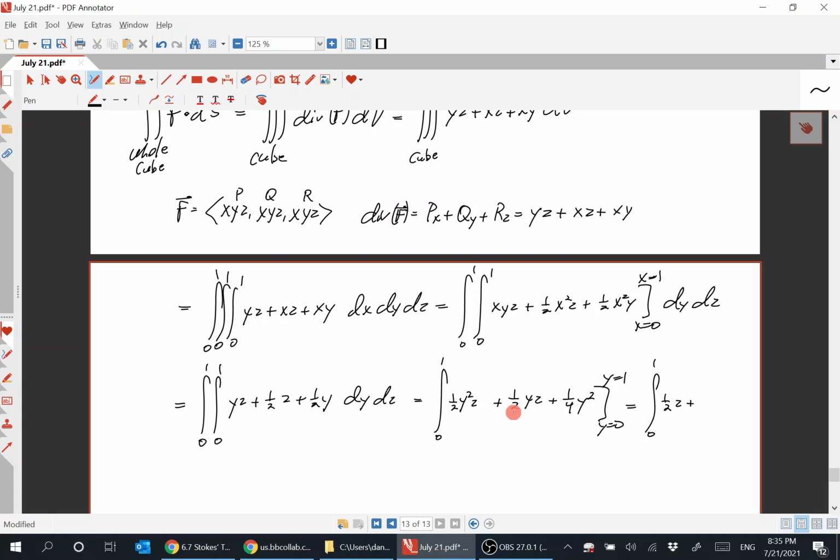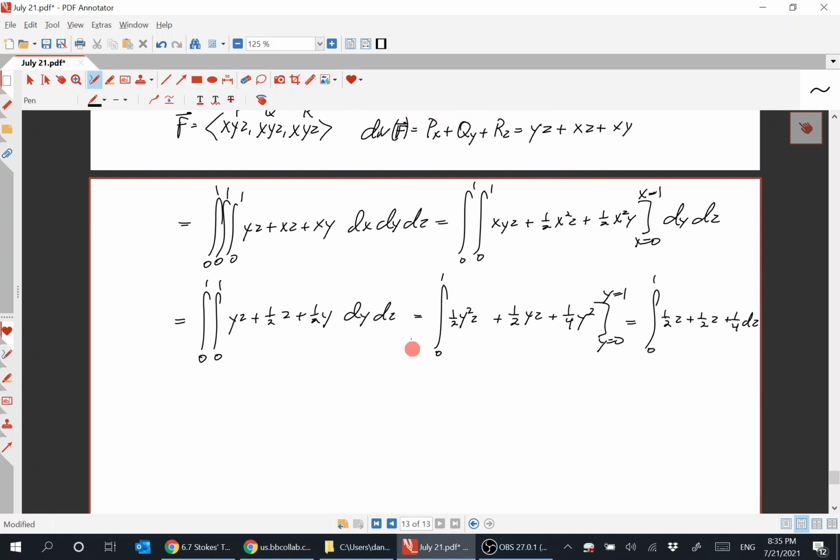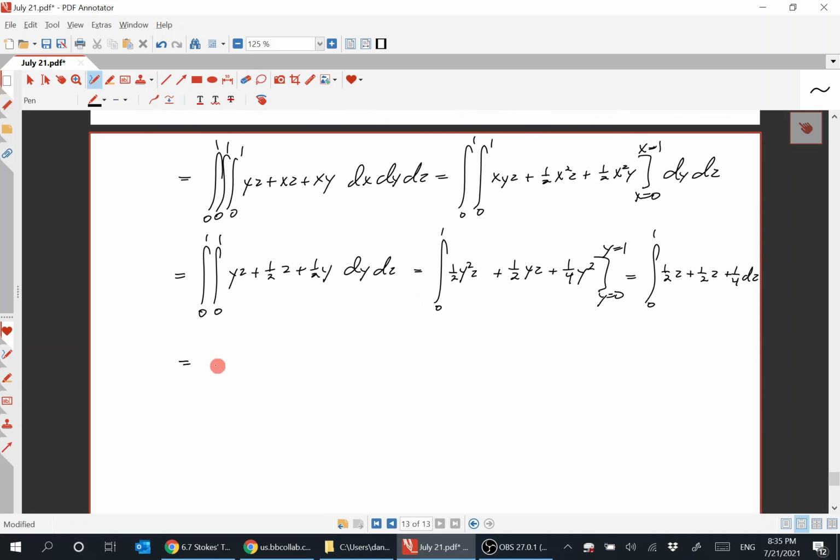Yeah, plus 1/2 z plus 1/4 dz. So this is equal to the integral from 0 to 1 of 1/4 z squared plus 1/4 z squared plus 1/4 z, I'm sorry, the antiderivative, evaluated from z equals 0 to z equals 1. So that's 3/4.